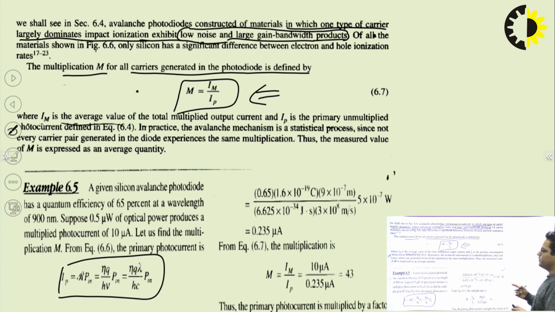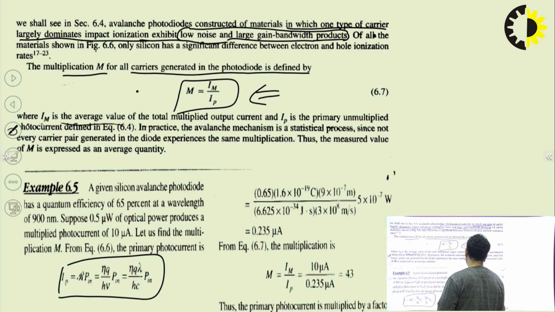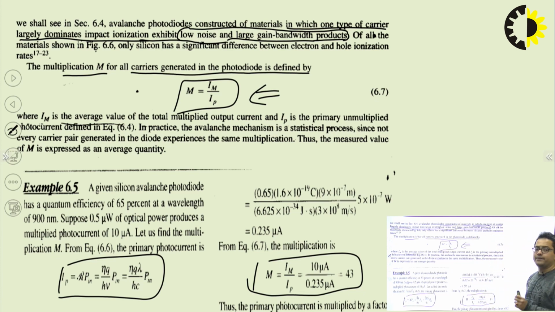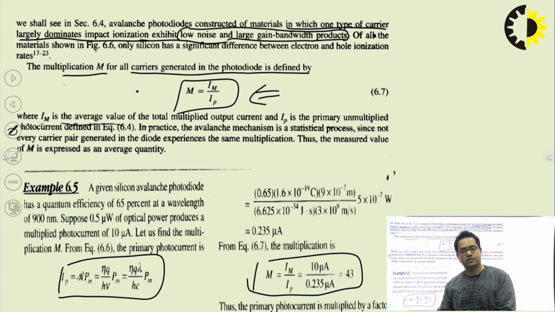IM is the average value of the total multiplied or output current. So from here you can directly get the value of M as 43. That means the primary photocurrent is multiplied by a factor of 43 with the help of the avalanche photodiode. That means we are getting an enhanced value of the photocurrent.